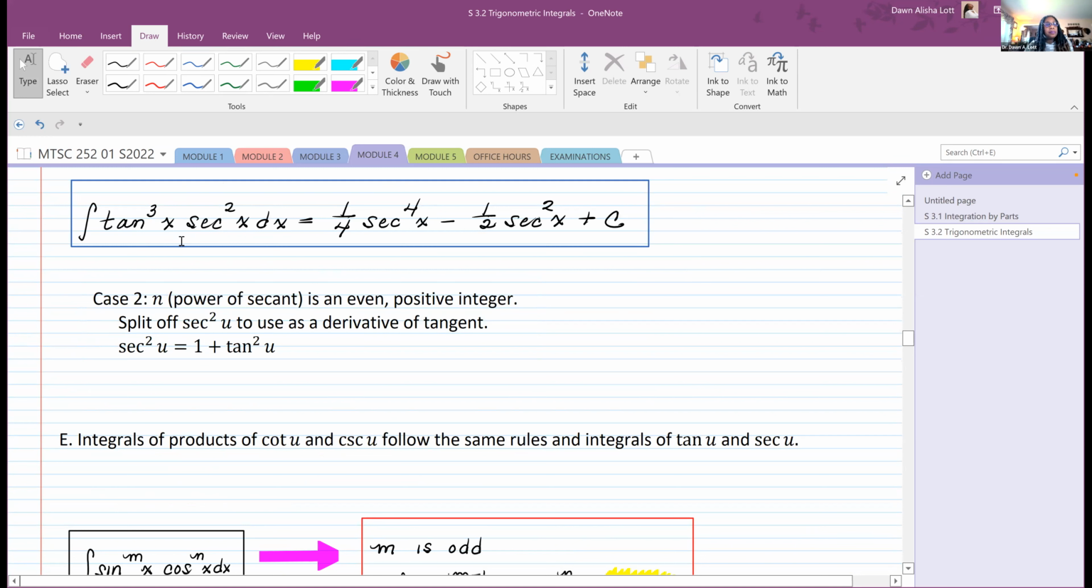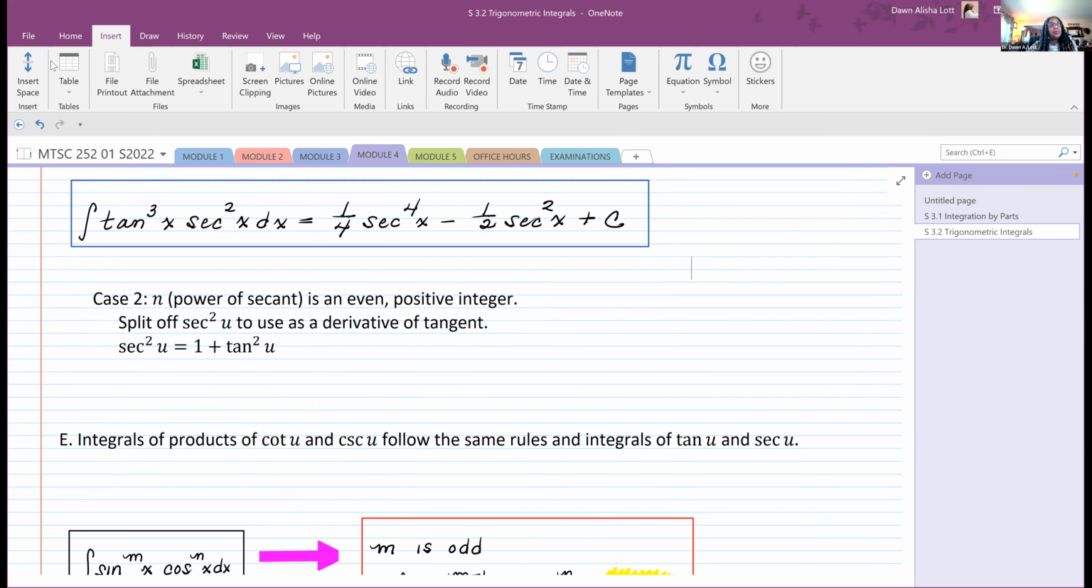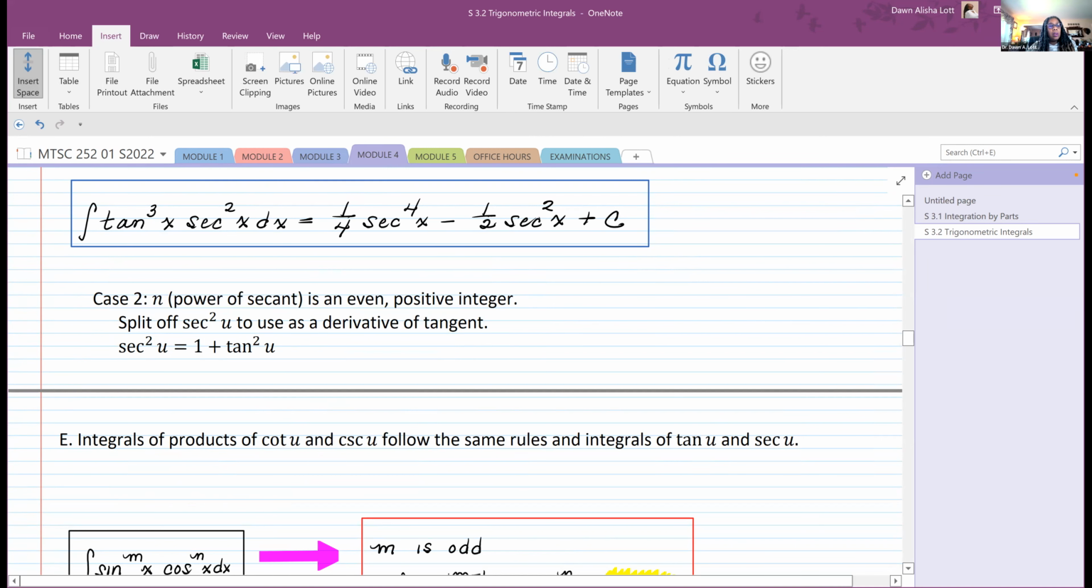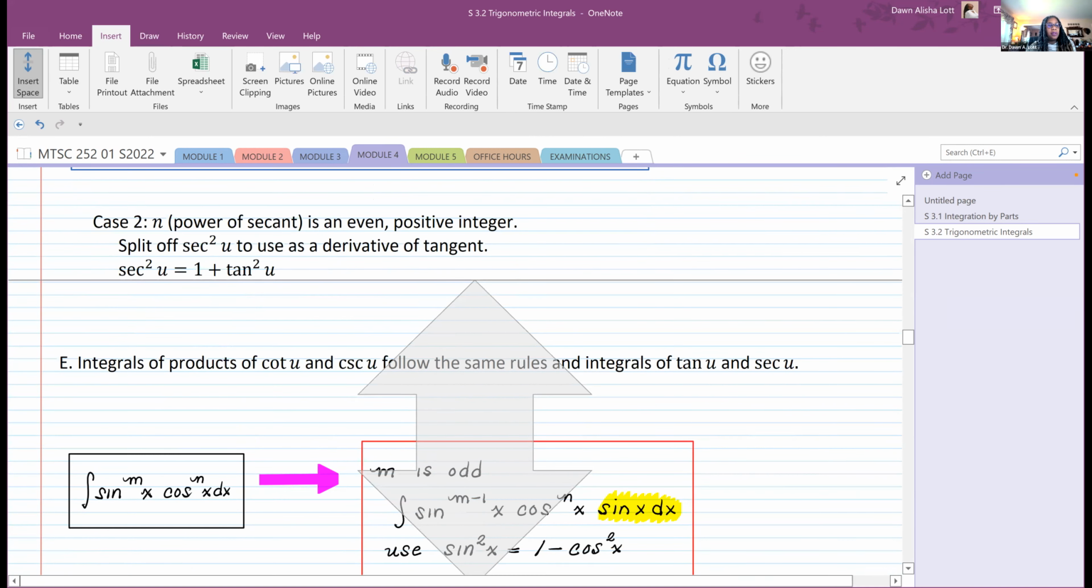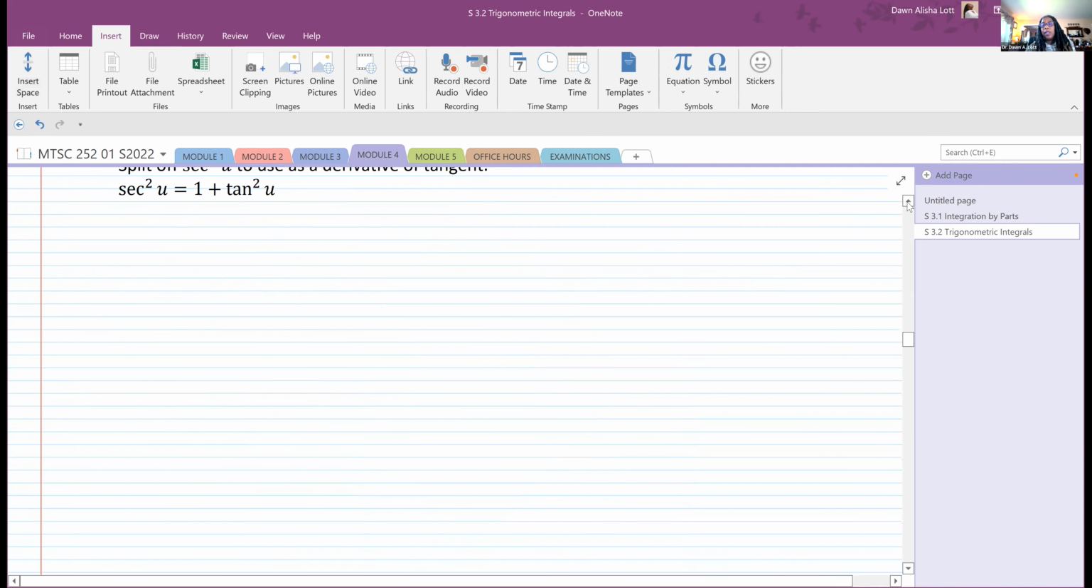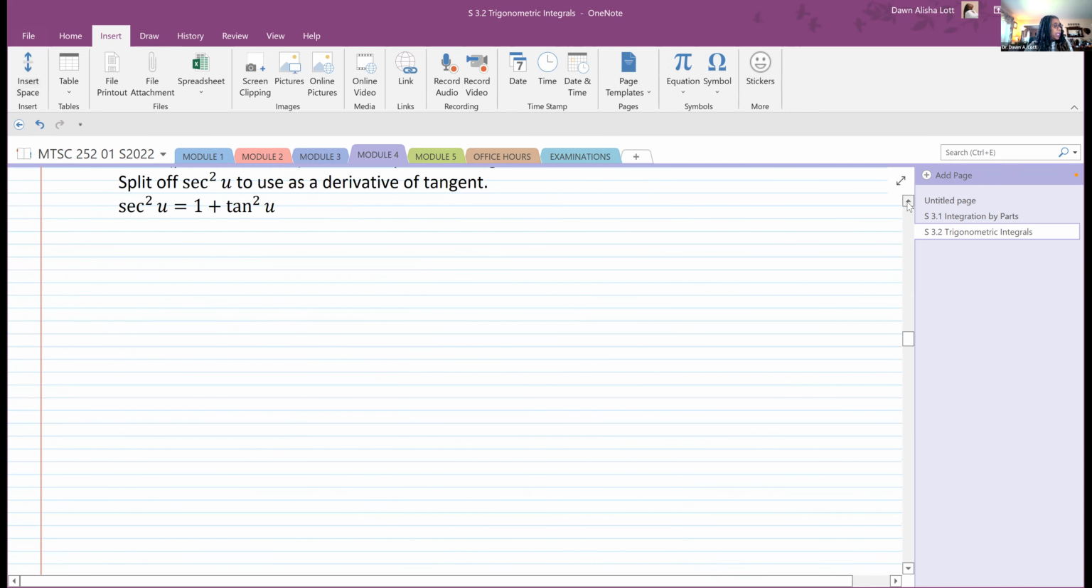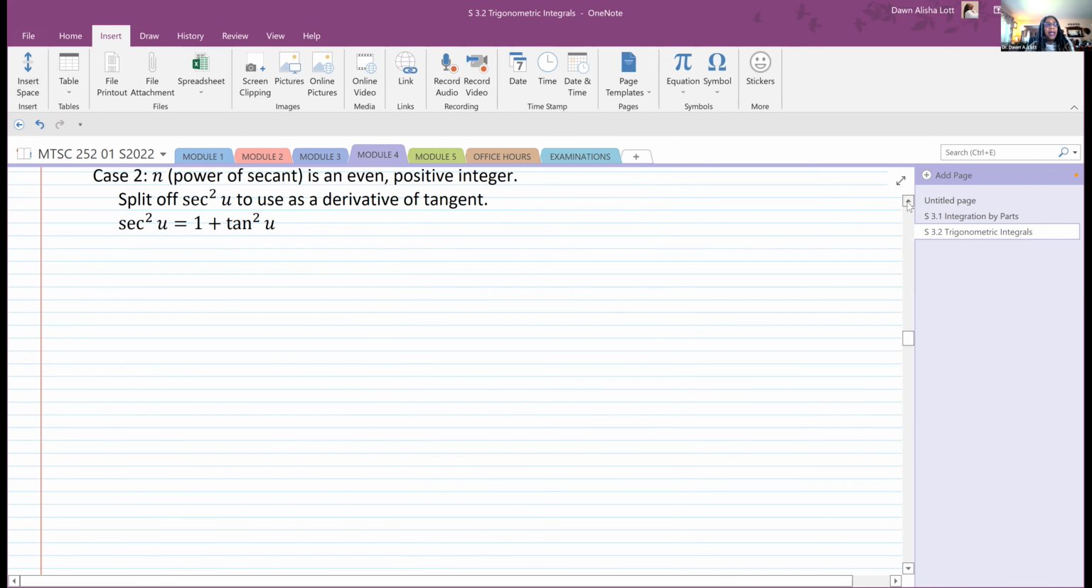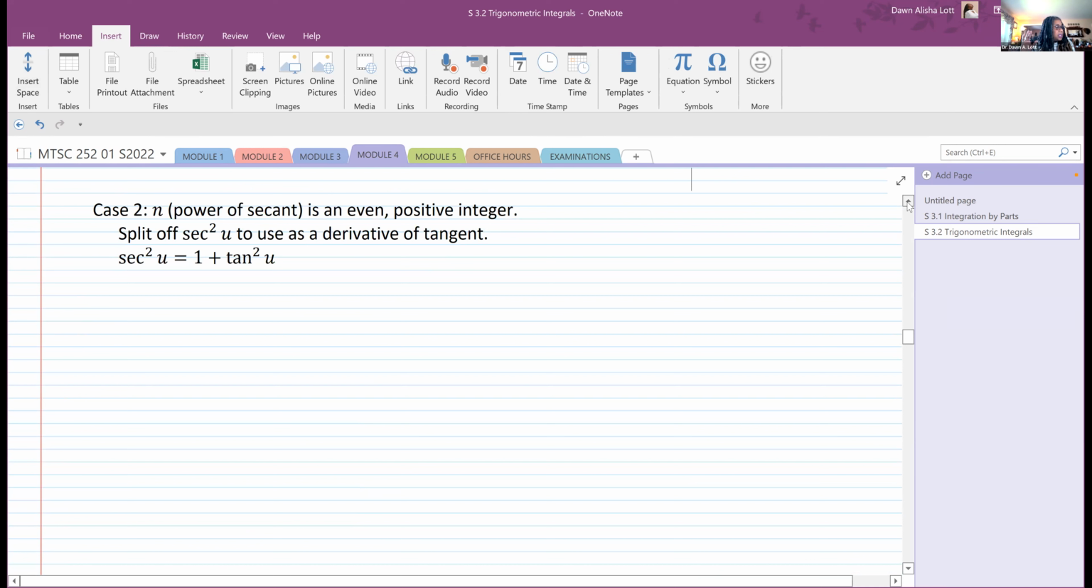All right. Case 2. The only other case, there are a couple of other cases that we don't do because they are integration by parts, and we'll show you that later. But this one is what happens if the power of the secant is even. So we're going to split off just one secant squared of u to make it a tangent and then throw all the rest of the secants away.